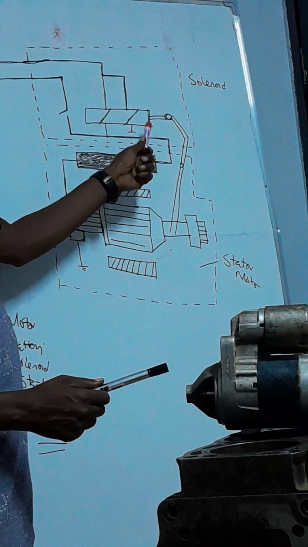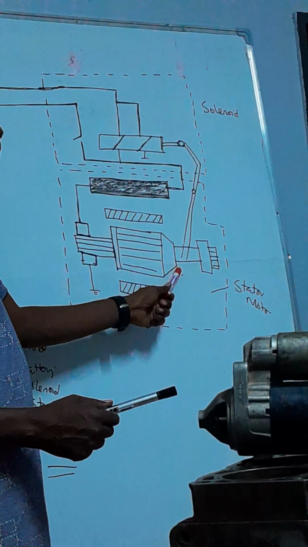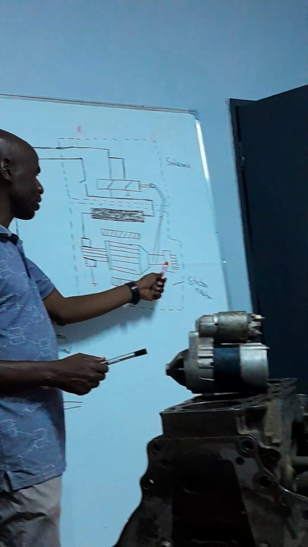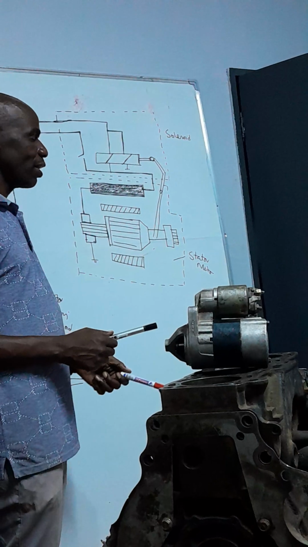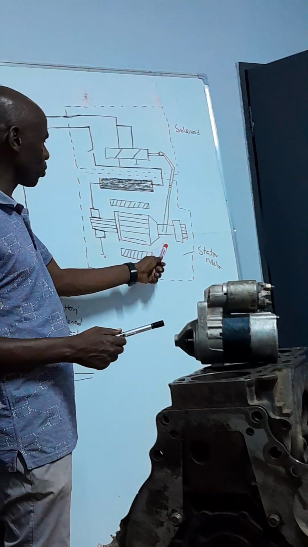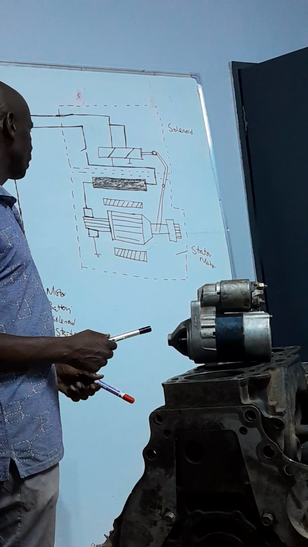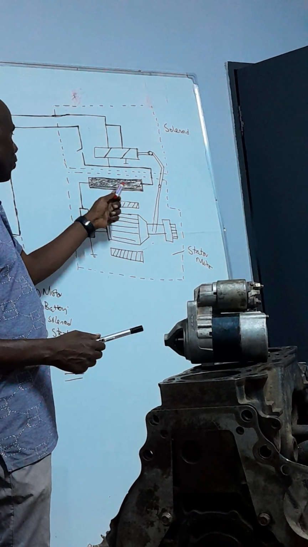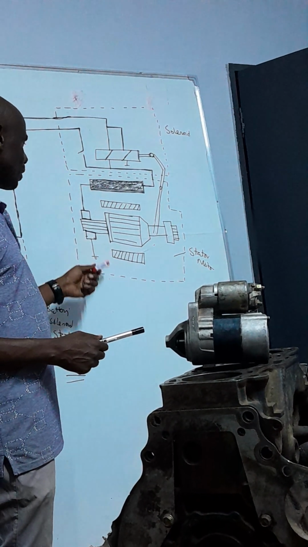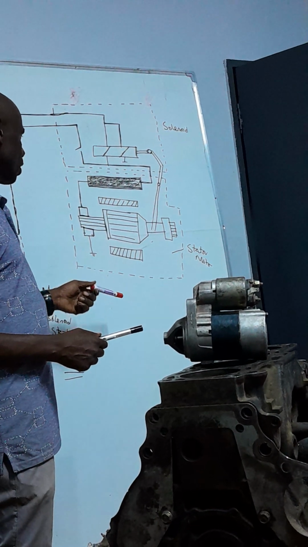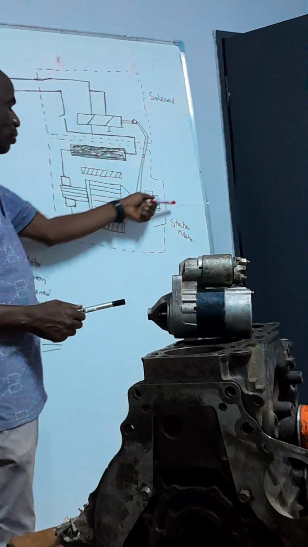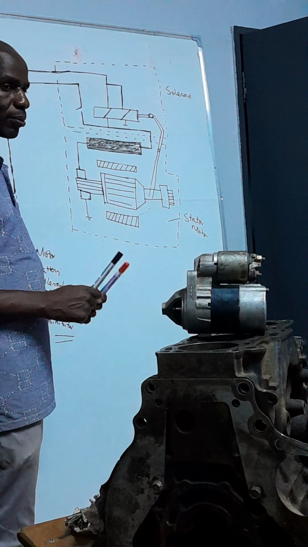Then we have a shift lever here, which is operated in order to actuate the drive assembly so that it can move into the flywheel. So the engagement mechanism is also operated by the solenoid. Then current will flow through the field coils and the armature inside the starting motor in order to create the torque required to turn over the engine in order to start it.